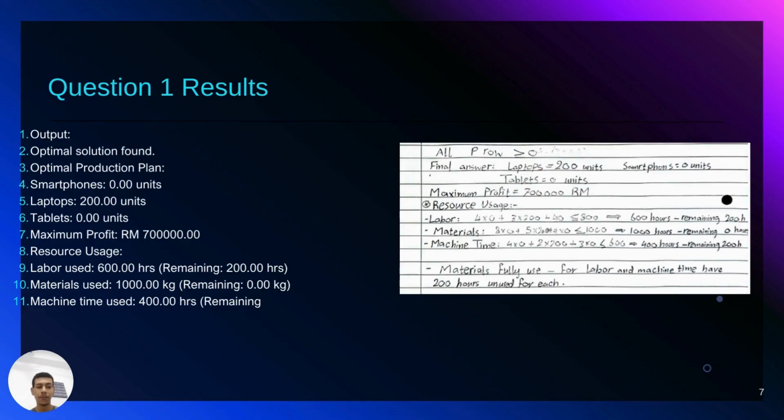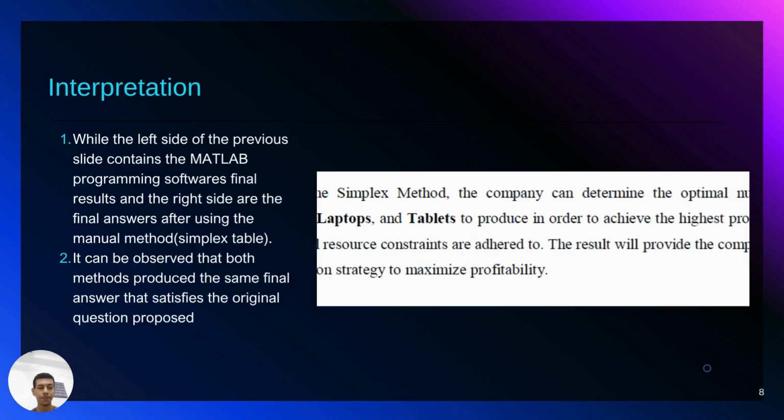As we saw earlier, the final answer using the manual simplex method here, and on the right side of the same slide, we conclude the MATLAB solution, which confirmed the same outcome, 200 laptops with the profit of 700,000 ringgit. This alignment between the manual method and the MATLAB gives us confidence in the accuracy of the solution. It also demonstrates the usefulness of software tools like MATLAB to verify the complex calculations.